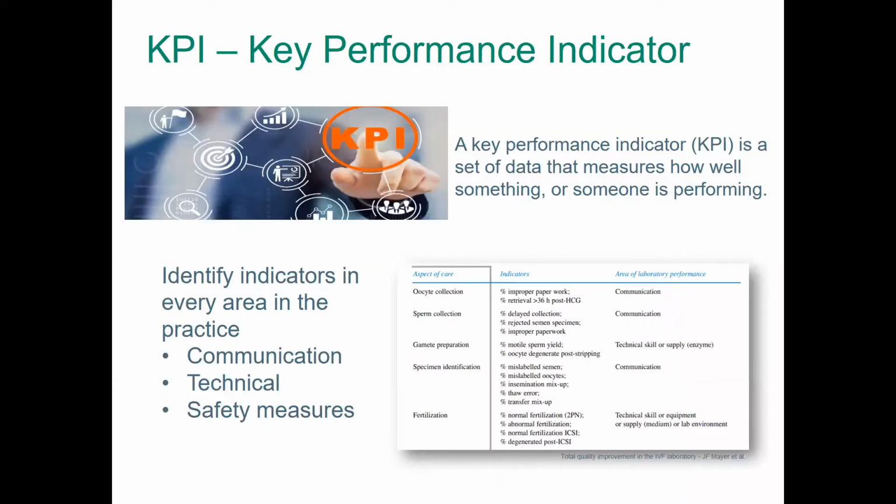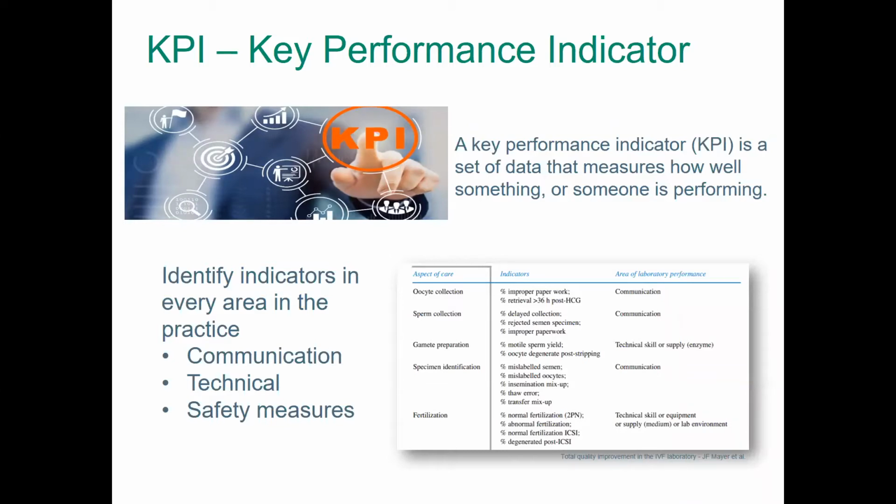So key performance indicators. I know you've all been to talks about this before. It's a set of data that measures how well something or someone is doing. And that's how we know where we need to make improvements, and then gives us an idea of where we can go to make those improvements. And so you have to identify the indicators in every area. There's communication issues, there's technical issues, there's safety measures. And we have some examples there on the little chart.